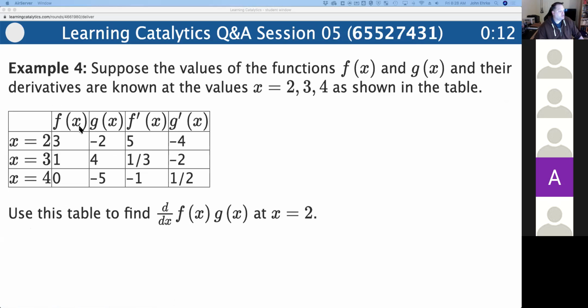Suppose that I know particular values, like, I know the function value at different points. So I know f at 2 is 3. That's how you read this. So the function at 2 is 3, g at 2 is -2, the derivative of f at 2 is 5, and the derivative of g at 2 is -4. Using the information that's in this table, can you tell me what the derivative of f times g is? So this is product rule, right? Can you tell me what the derivative of this product is at 2? So I'll give you a second to think about that.